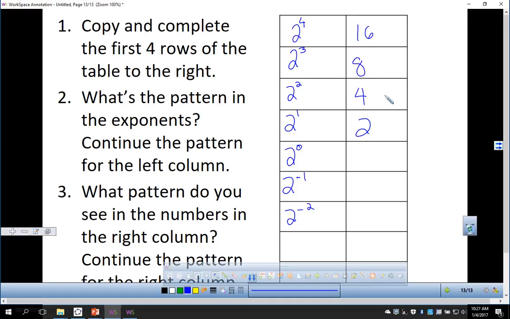What am I doing to each of these numbers to go from here to here? I'm dividing by 2, right? Because basically to go from here to here, I'm multiplying by 2, right? So the opposite. So it makes sense that if I divide this by 2, what's 2 divided by 2? 1. Okay? And based on this pattern here, what would 2 to the -1 be? It's not -2. Based on the pattern, it's dividing by 2, so what would this be? It's 1/2. Positive. Okay? What's 1/2 divided by 2?